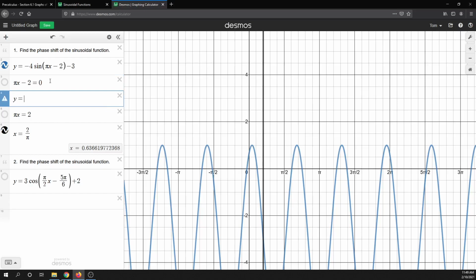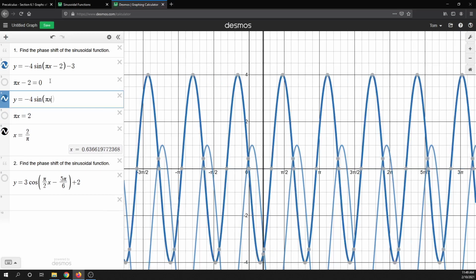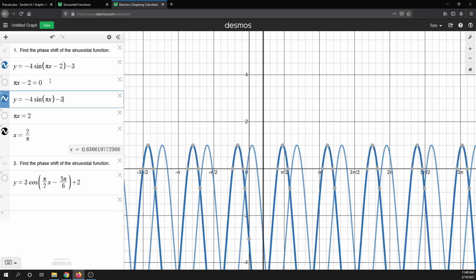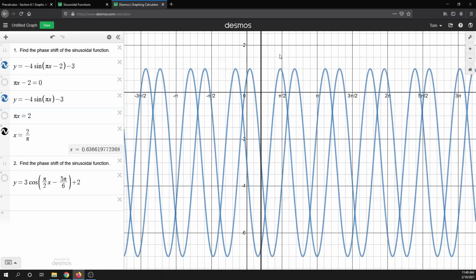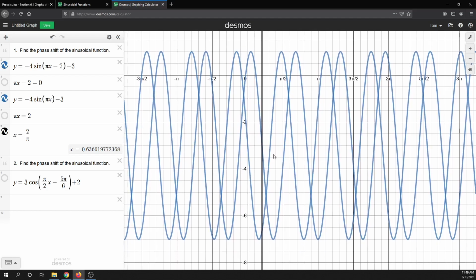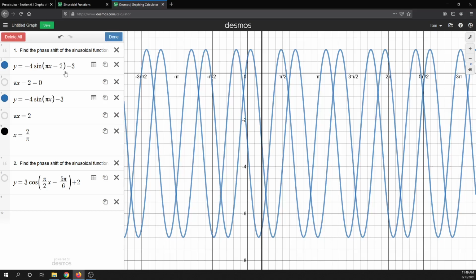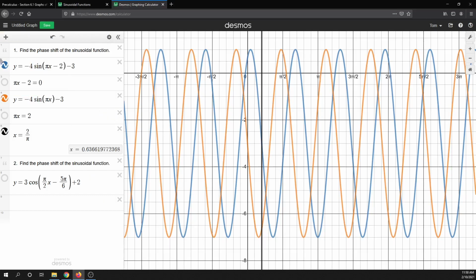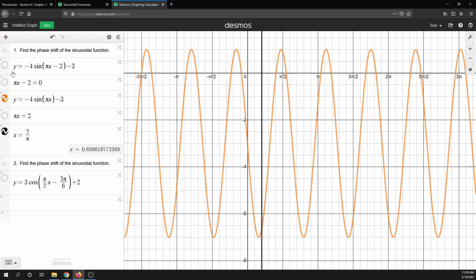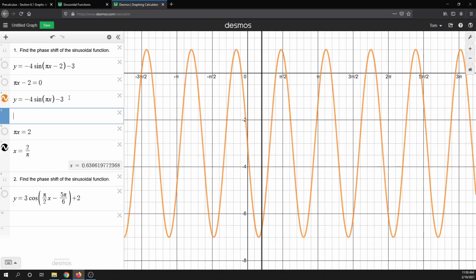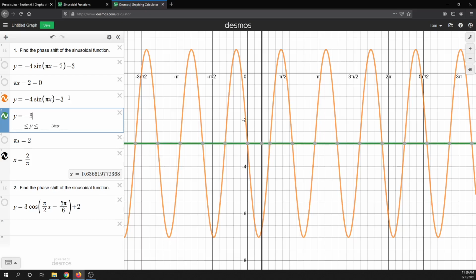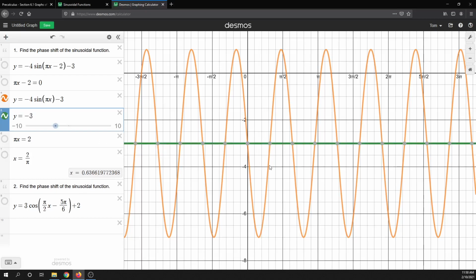So if I graph y equals minus 4 sine pi x minus 3, let me color it a different color because it's hard to tell the difference when they're both blue. I'm going to color it orange, and turn this one off for a second. The midline of this is y equals minus 3, like so.